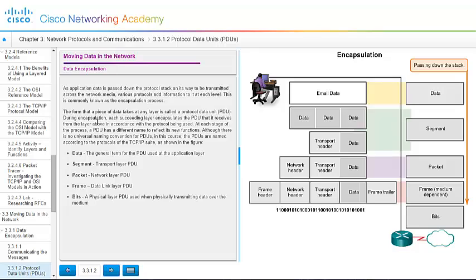During encapsulation, each PDU that it receives from the layer above, in accordance with the protocol being used, is given an additional piece of information. So as it's going through the protocol, we have data, and that's the general term for the PDU used at the application layer. Then it becomes a segment, and that is at the transport layer. A packet is the network layer PDU, and then bits is the physical layer PDU, and it's used when physically transmitting data over the medium.